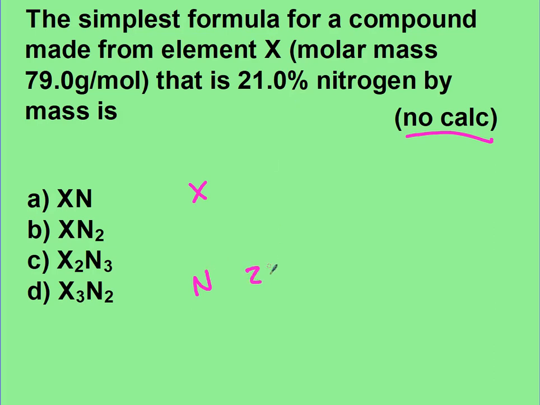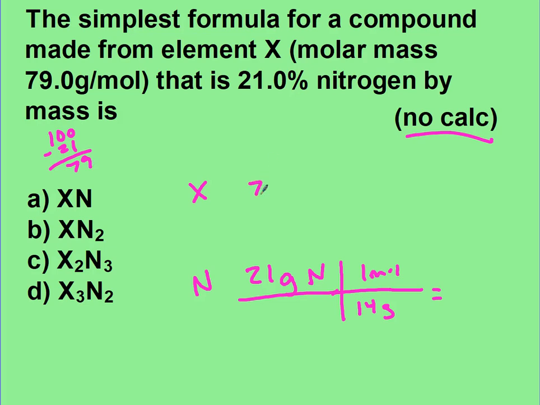So for this one, we are 21%, so that's 21 grams of nitrogen. My nitrogen is 14 grams for every 1 mole. And X is 100 minus 21, or 79. So 79 grams of X. And they tell me the molar mass of X is 79 grams. Very convenient there. So 79 and 79 is 1 mole of X.